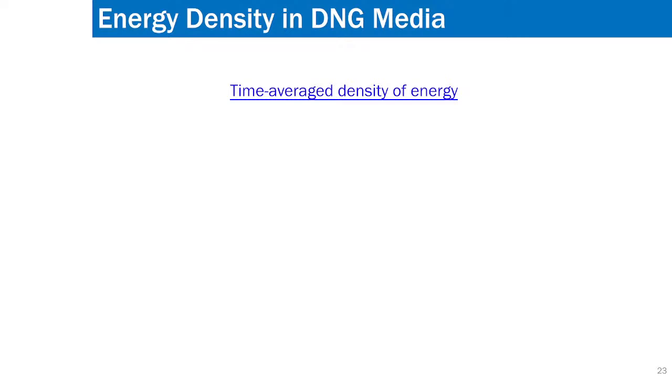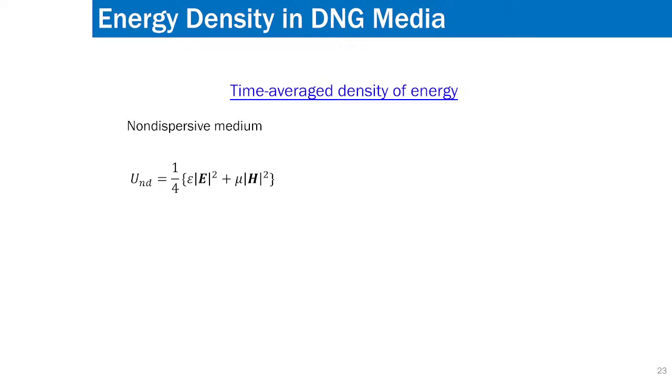Now let us look at the causality. To look at the causality condition, we will consider the energy density in a medium which is showing double negative characteristics, which means mu is negative and epsilon is negative in the medium. Let us start with the time average energy density in that medium. First we assume that there is a non-dispersive medium. Usually mediums are non-dispersive, so we will consider a non-dispersive medium.